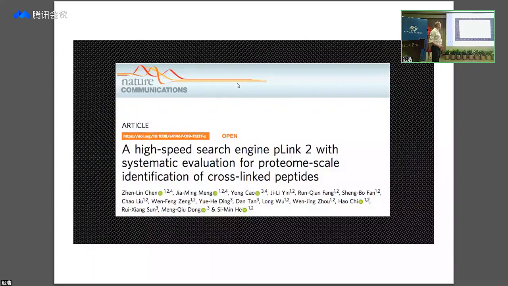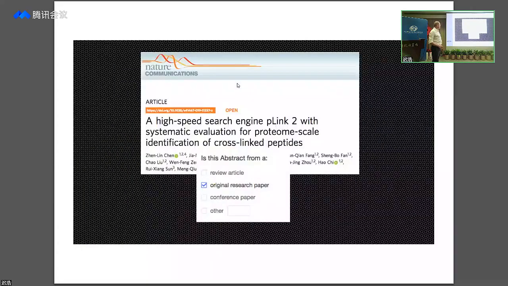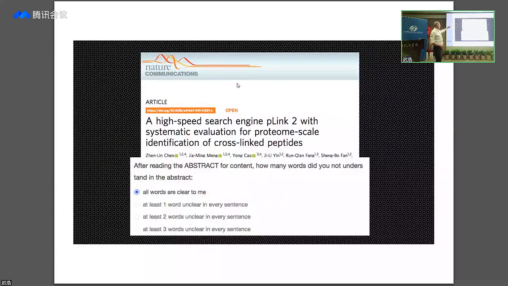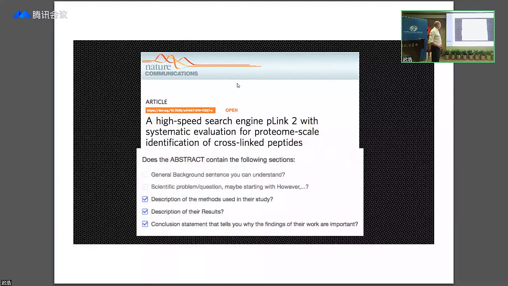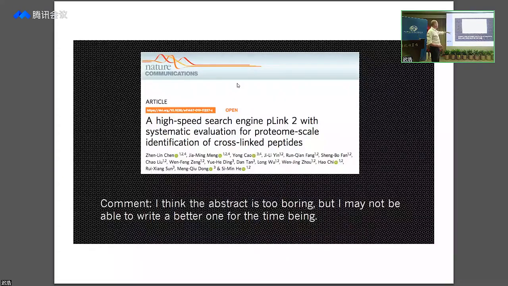So here we have another article. You can see original research paper, all words are clear, but the student says too much technical vocabulary and no general background. So let's have a look if this is true. What else was there? Description, methods, results, conclusions. So let's have a look if there is really no background.